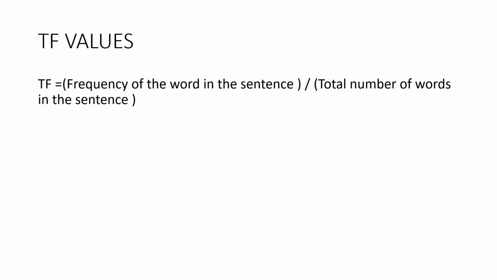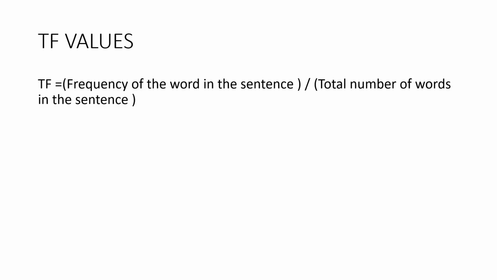For instance, look at the word play. In the first sentence, its term frequency will be 0.20 since the word play occurs only once in the sentence and the total number of words in the sentence is 5. Hence 1 by 5, it is 0.20.